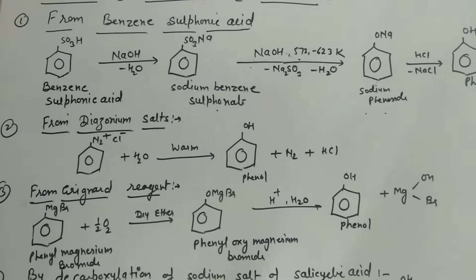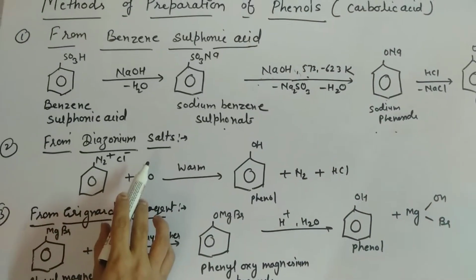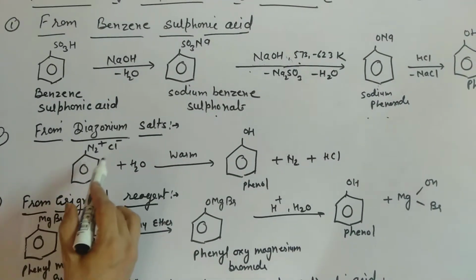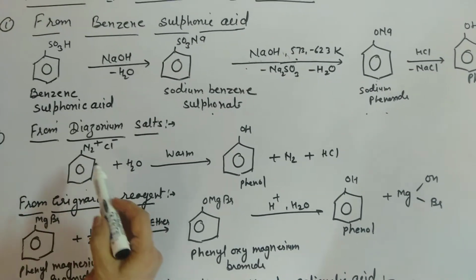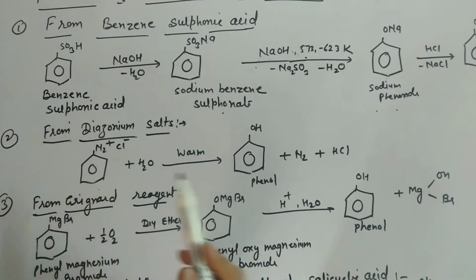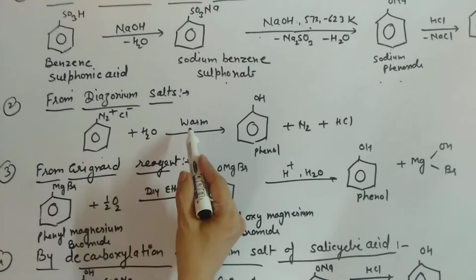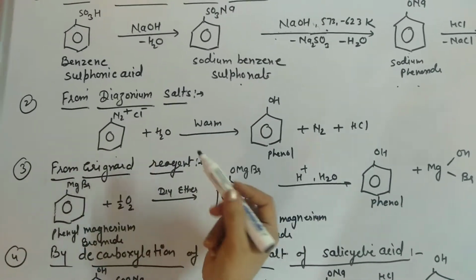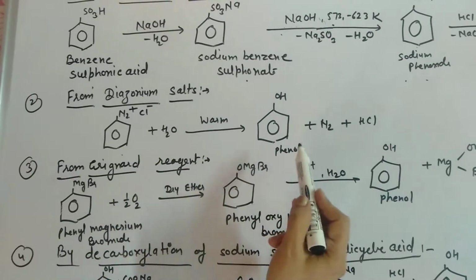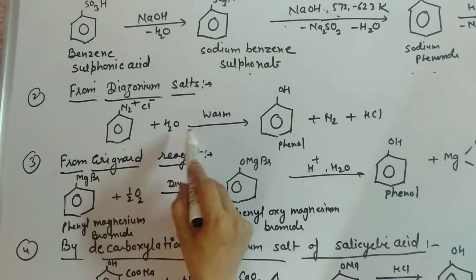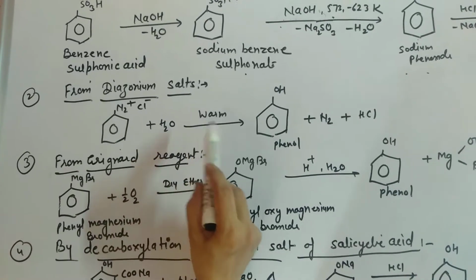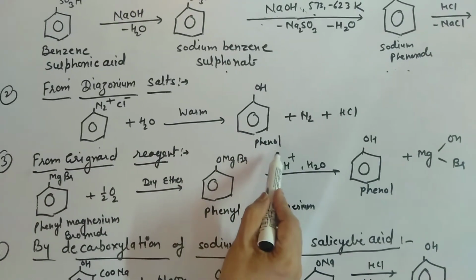Second method, from diazonium salt. This is the benzene diazonium salt. The aqueous solution of benzene diazonium salt, on warming, means heating it gently, gives phenol. This is a simple reaction in which diazonium salt reacts with water and gives phenol.